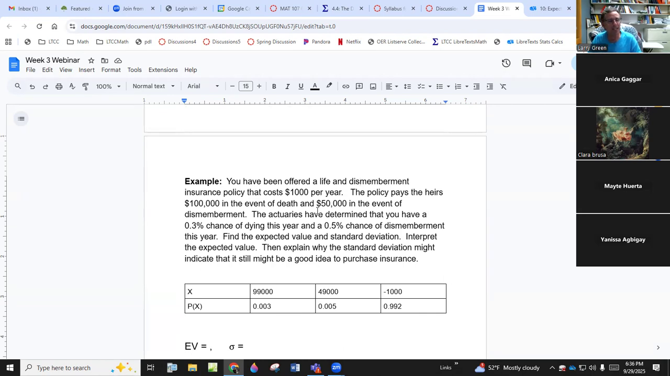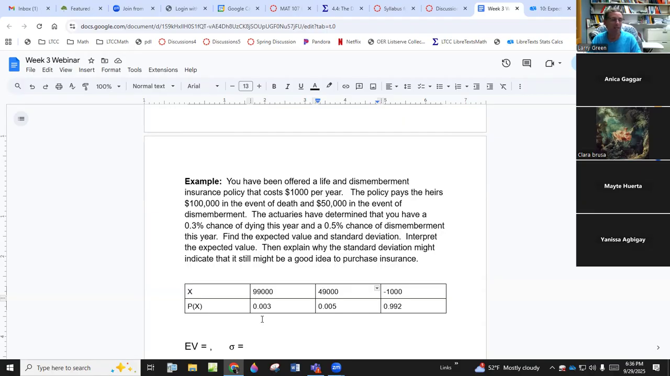So here again, if you die, then your profit is going to be 100,000 minus 1,000, which is 99,000. If you have dismemberment, your profit will be 50,000 minus 1,000, which is 49,000. But if you don't die and don't have dismemberment, your profit is negative $1,000.